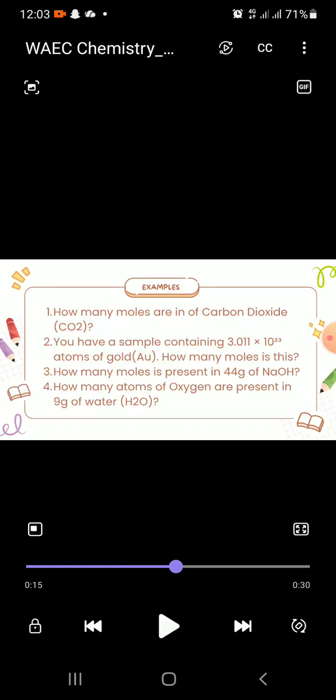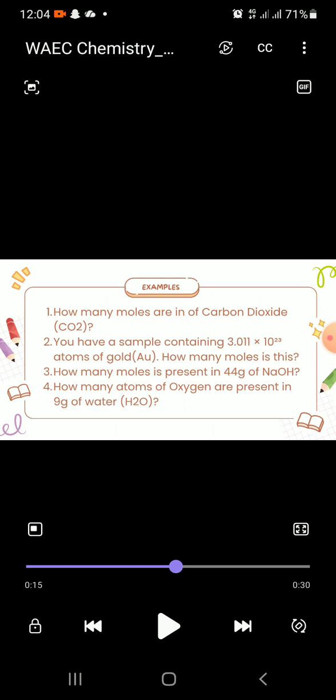Okay, so we have a few examples here. The first: how many moles are in CO2? Sorry, there's a mistake. That should be: how many moles are in 12 grams of carbon dioxide? I'll make a correction to that.